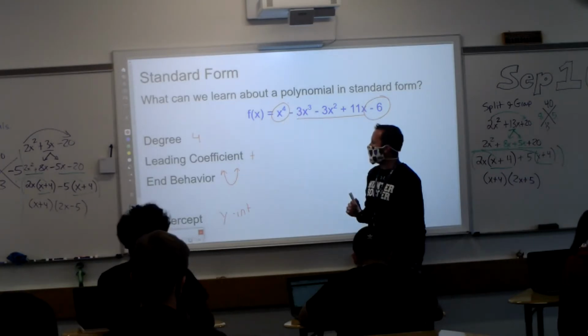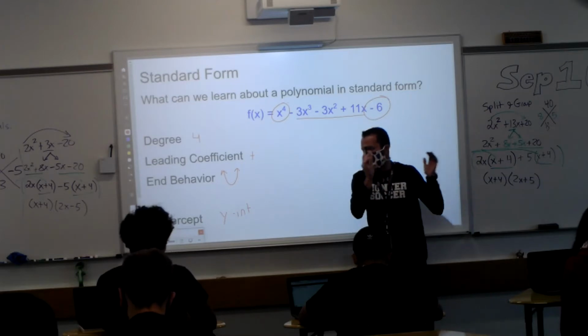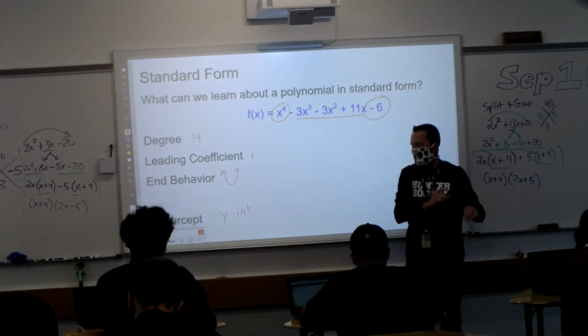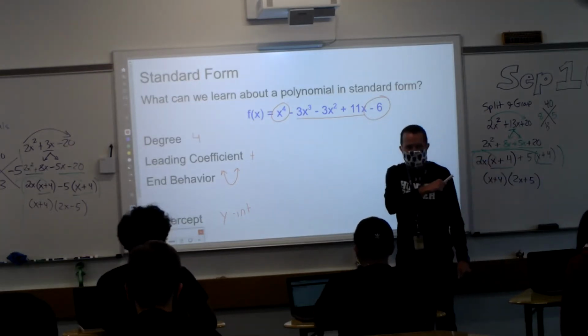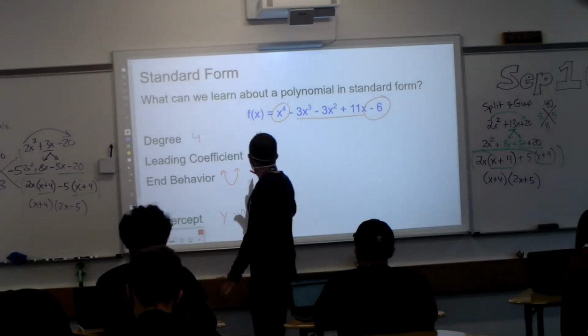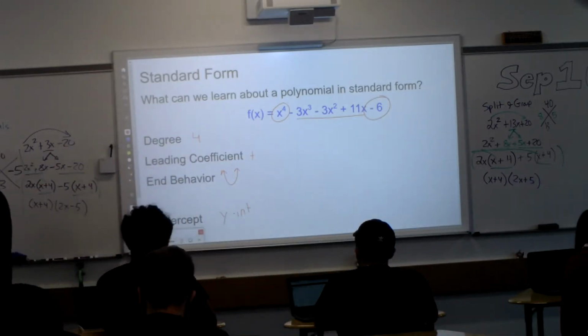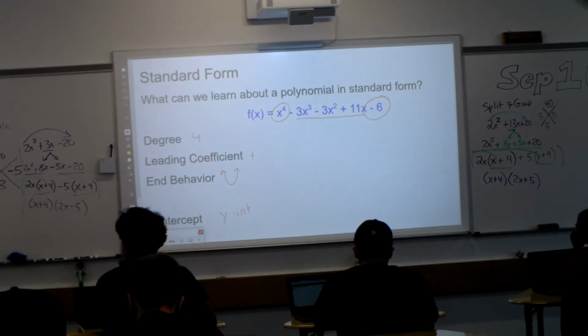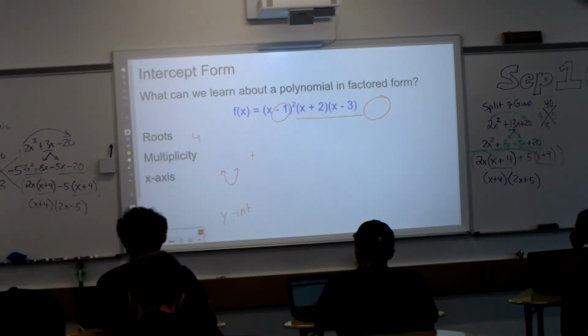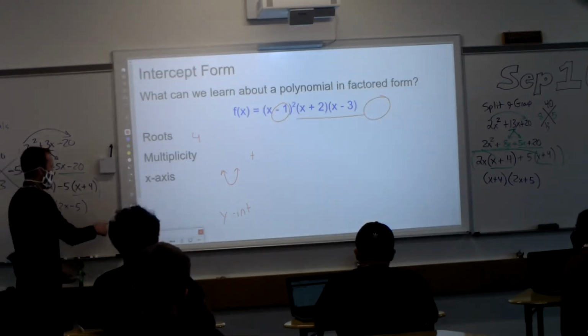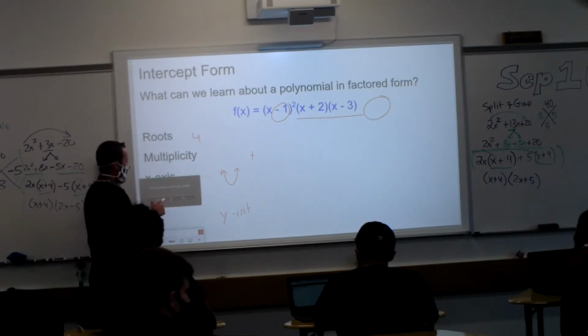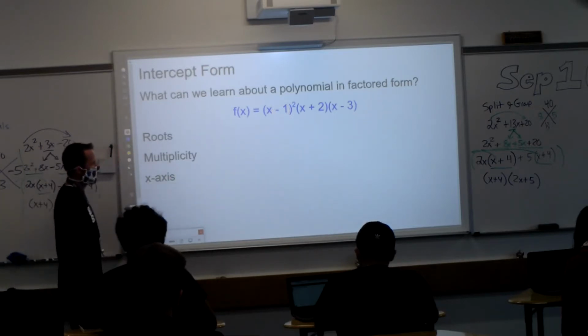Okay? Now when we get it into factored form or intercept form, that's where we got the parentheses. That's when you have to add up the x's. So what we learned from this is that first term tells us the shape, last term tells us the y-intercept. This is what this polynomial looks like in factored form. So if we were able to go and factor this thing, now it's going to look like this.